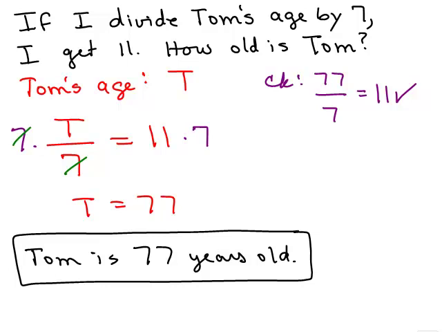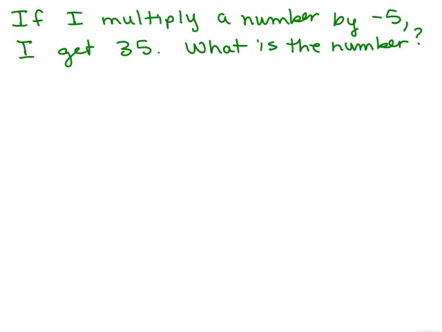Let's do one more. Here it is. If I multiply a number by -5, I get 35. What is the number? All right, we're looking for a number again. So let's define the number. Let's use n for the number.